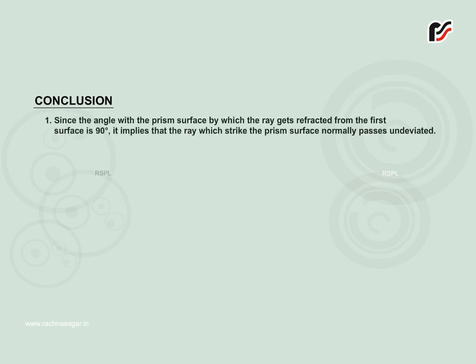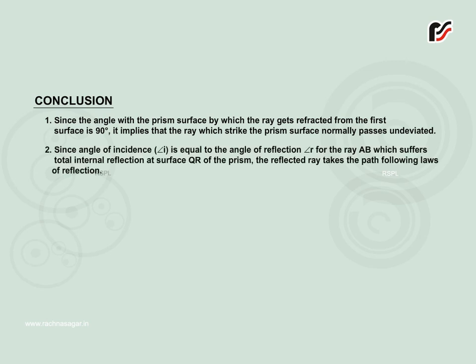Conclusion. Since the angle with the prism surface by which the ray gets refracted from the first surface is 90 degrees, it implies that the rays which strike the prism surface normally pass undeviated. Since the angle of incidence i is equal to the angle of reflection r for the ray AB, which suffers total internal reflection at surface QR of the prism, the reflected ray takes the path following the laws of reflection.